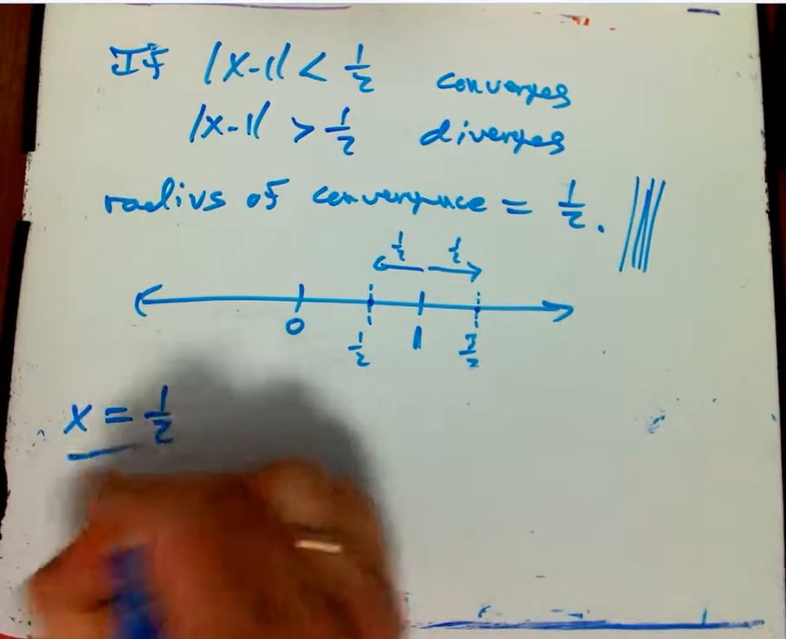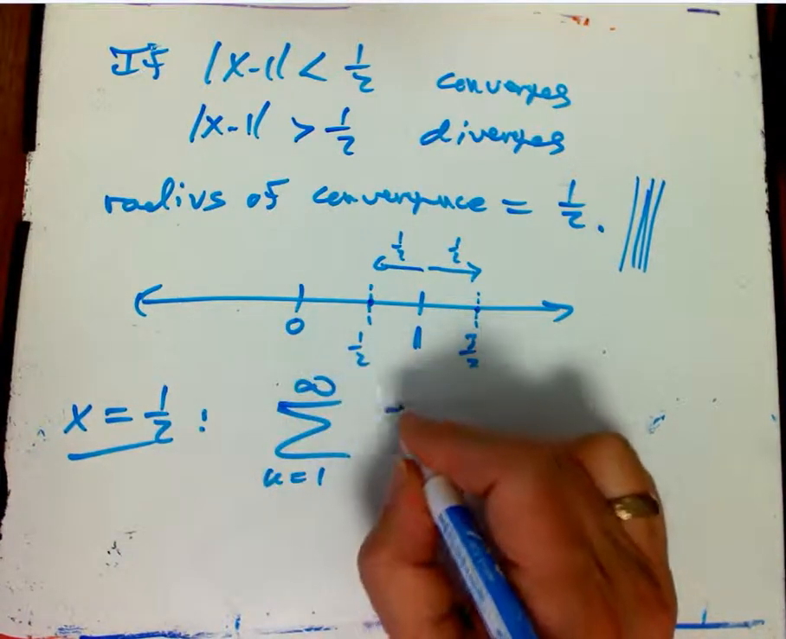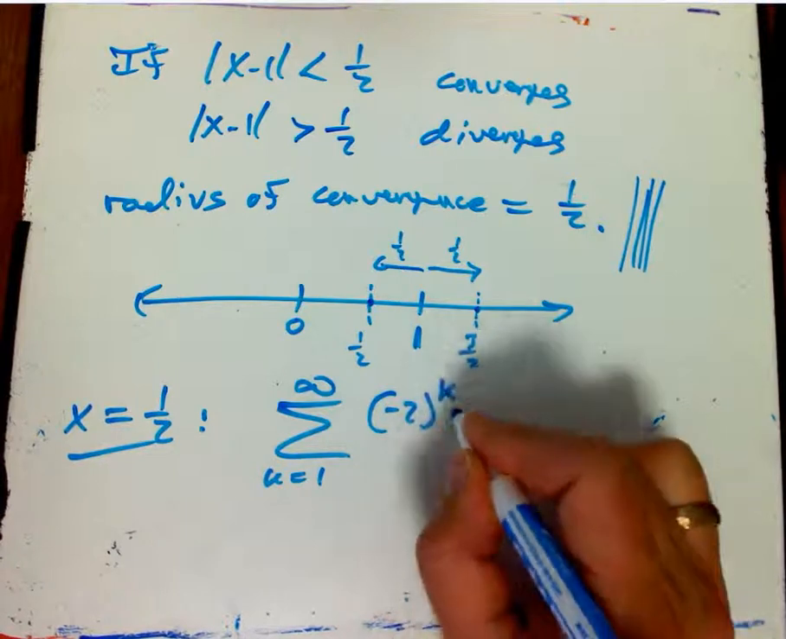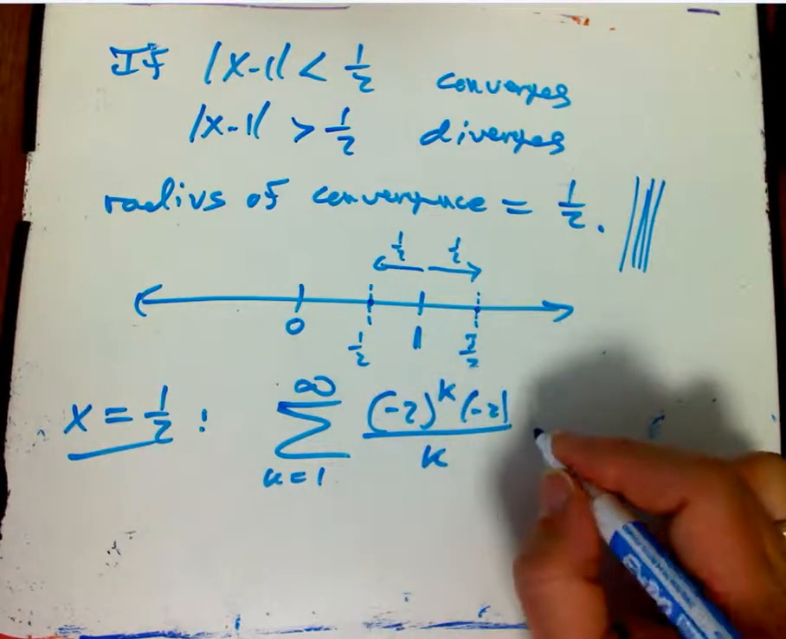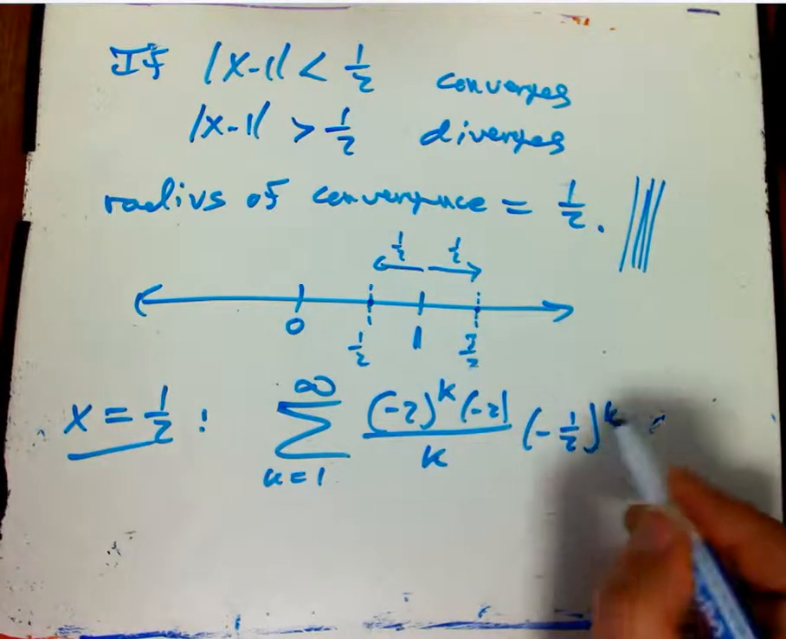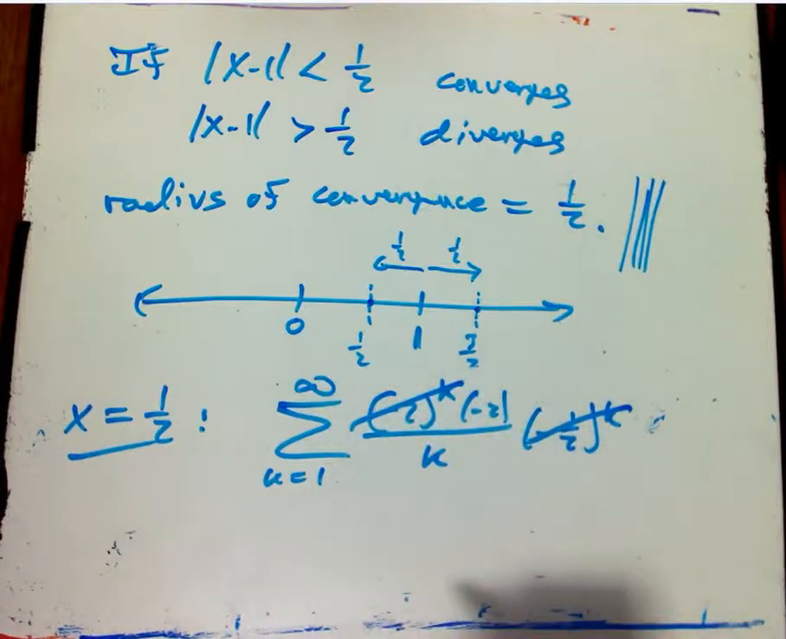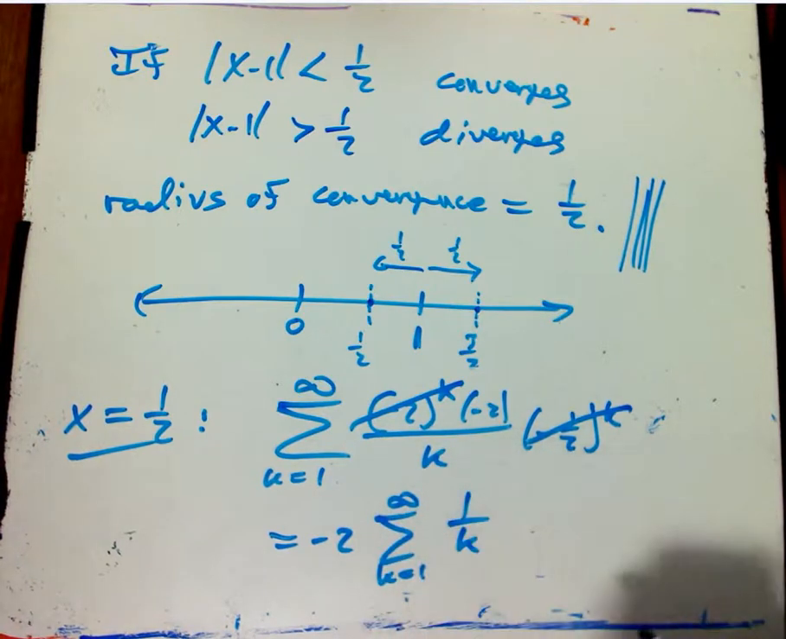Okay, and then x equals 1/2. You plug that into our original formula. Let me do that same trick of separating out the -2. Okay, 1/2 minus 1 is -1/2 to the k. Now this completely cancels out, including the minus. And we get -2 times our old friend, but not a particularly well-behaved friend, the harmonic series, and that diverges.